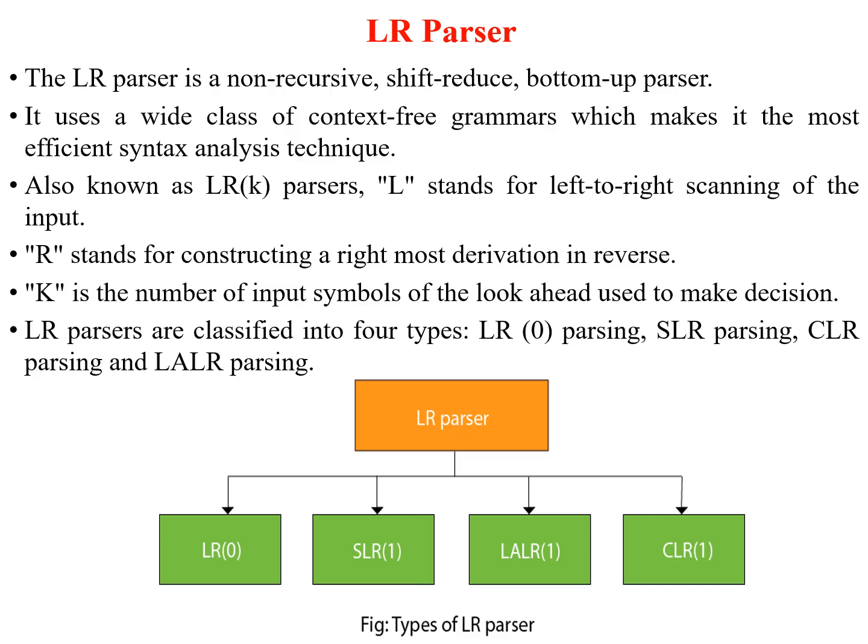These LR parsers are also known as LR(k) parsers. As we know, L stands for left-to-right scanning. R means rightmost derivation, nothing but deriving in reverse of the given input string or productions. K is the number of input symbols of lookahead used to make decisions. LR parsers are classified into 4 types: LR0 parsing, SLR parsing, CLR parsing, and LALR parsing. We'll see all these in the coming slides and classes.